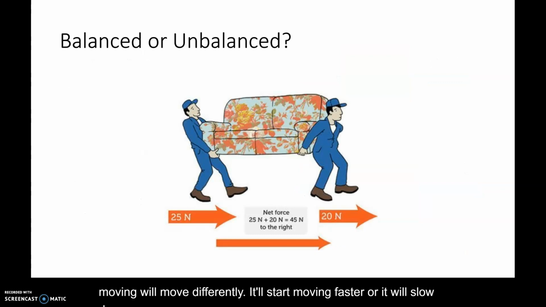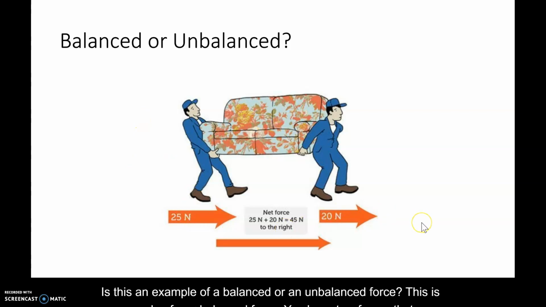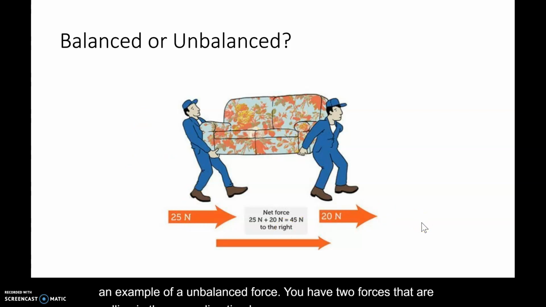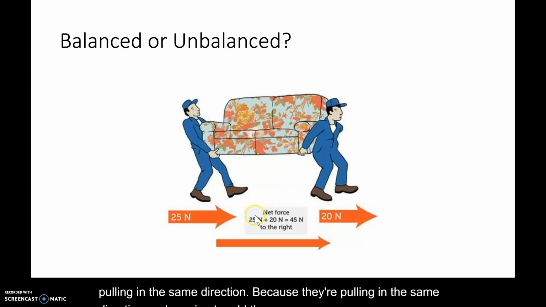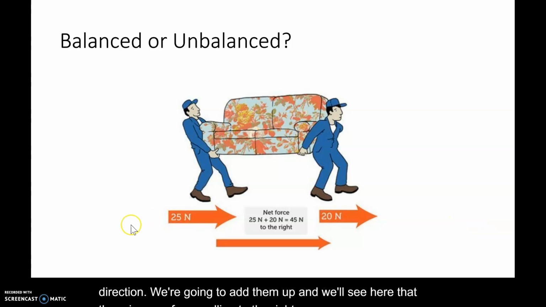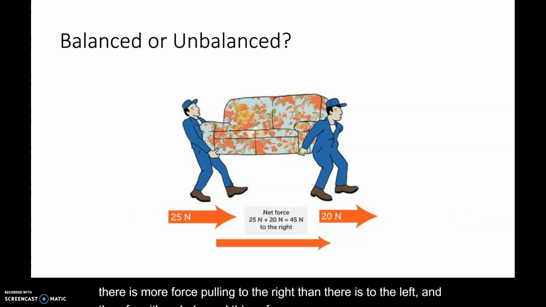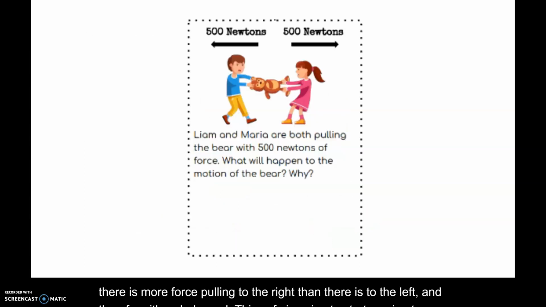Is this an example of a balanced or an unbalanced force? This is an example of an unbalanced force. You have two forces that are pulling in the same direction, and because they're pulling in the same direction, we're going to add them up, and we'll see here that there's more force pulling to the right than there is to the left, and therefore it's unbalanced. This sofa is going to start moving to the right.